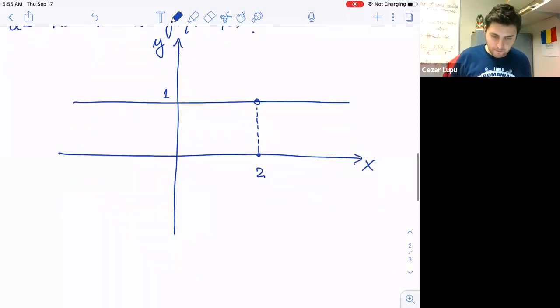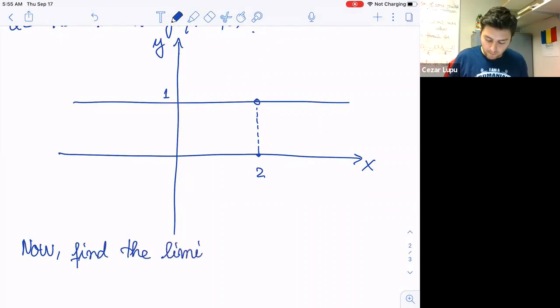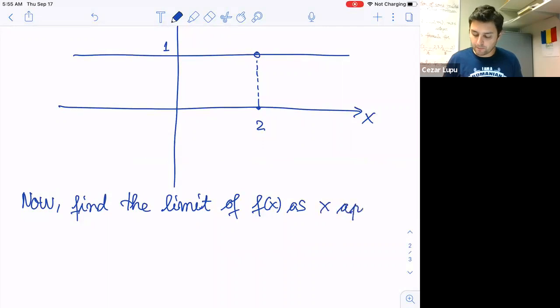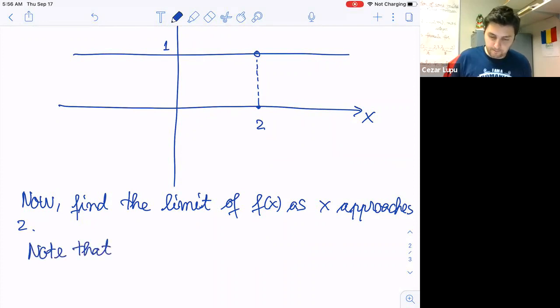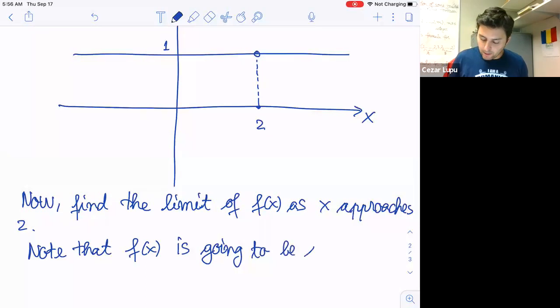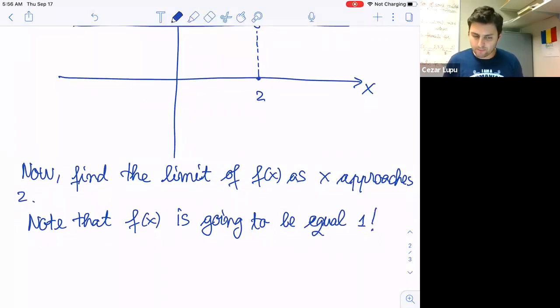So now to find the limit of f of x as x approaches 2. And I would like you to note that my function f of x is going to be equal to 1, but not exactly 1. Well, we would like to, so it's getting closer and closer and closer to 1.